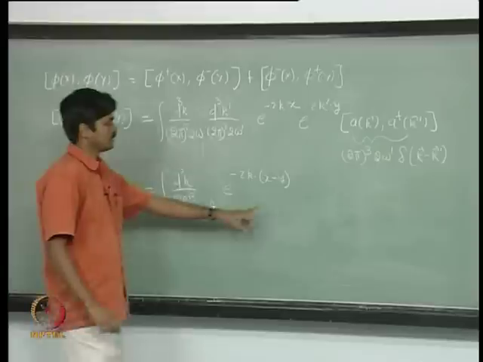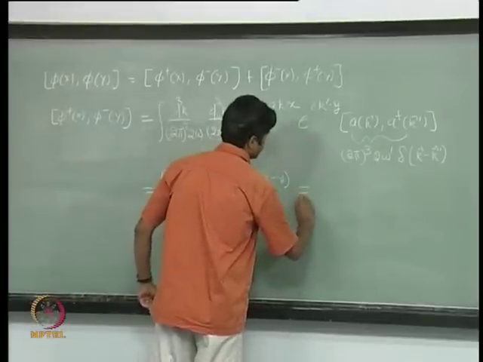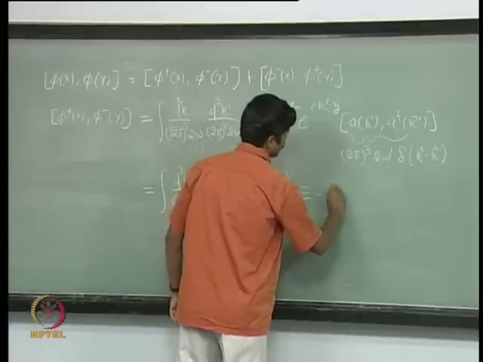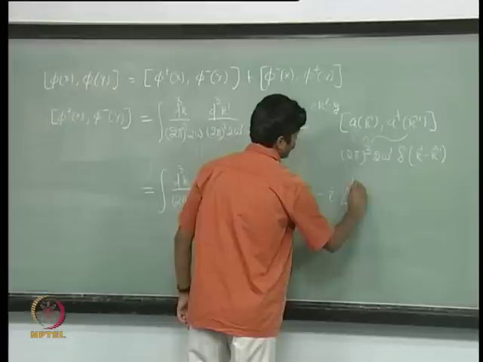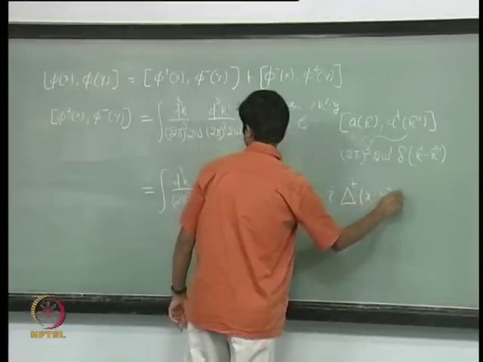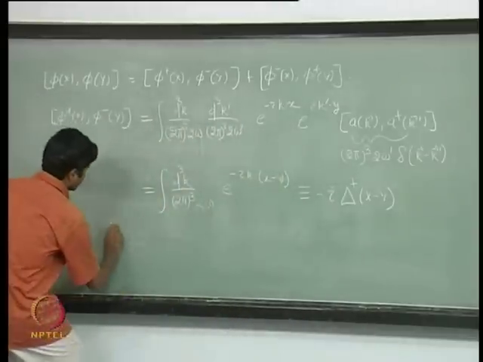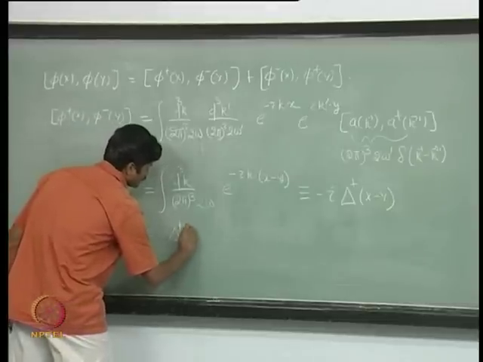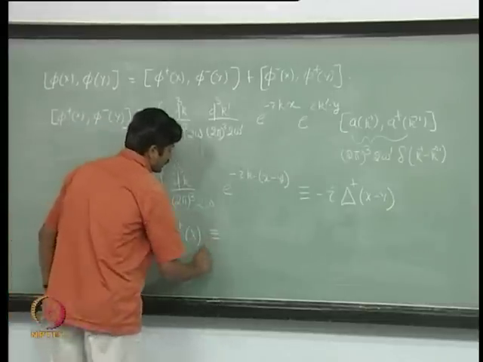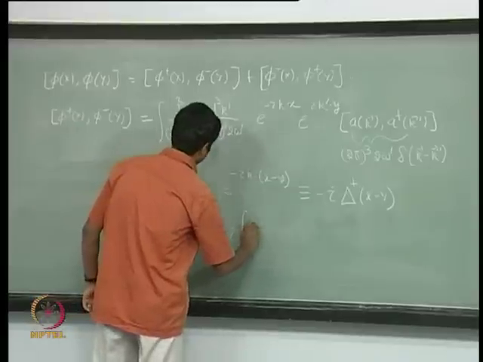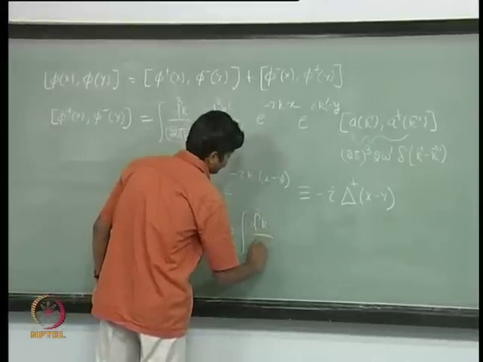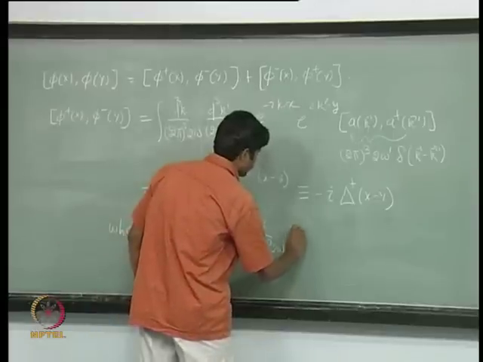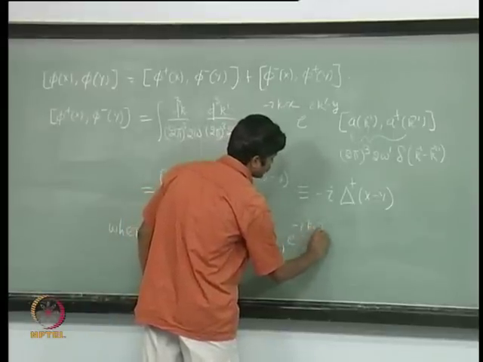This is the standard notation. This is represented by something which is known as delta plus. This is equal to minus i delta plus of x minus y, where the function delta plus of x is defined to be i d cube k over 2 pi cube 2 omega e to the power minus i k dot x.